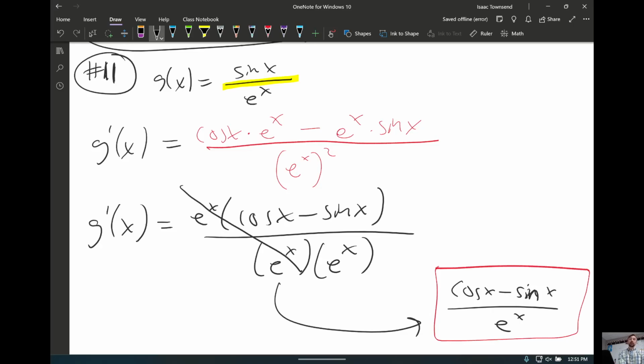So for 11, you have to know the derivative of e to the x is e to the x. You have to know the derivative of sine is cosine. You have to know the quotient rule to know how I piece that together. And then simplifying. GCF and undo times with divide.